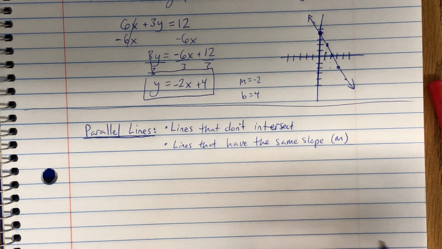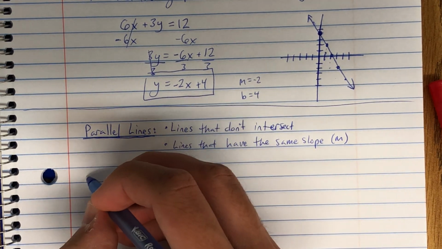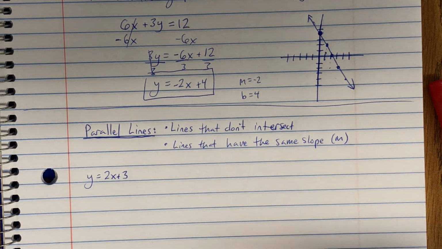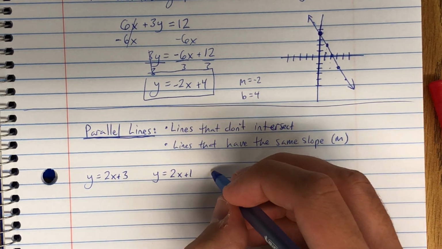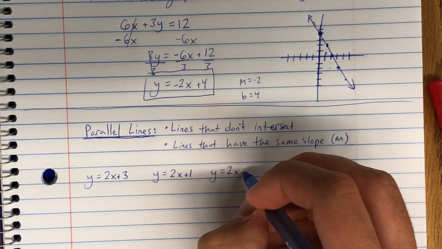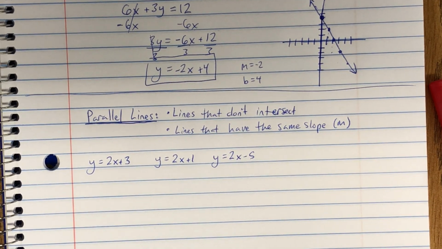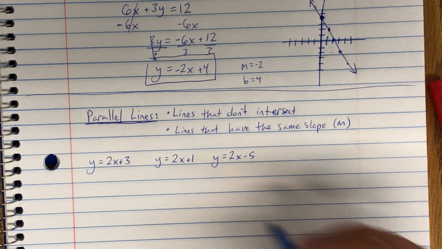So let's consider 3 different functions. We have y equals 2x plus 3, y equals 2x plus 1, and y equals 2x minus 5. You'll notice these all have the same m value. They all have the same slope.